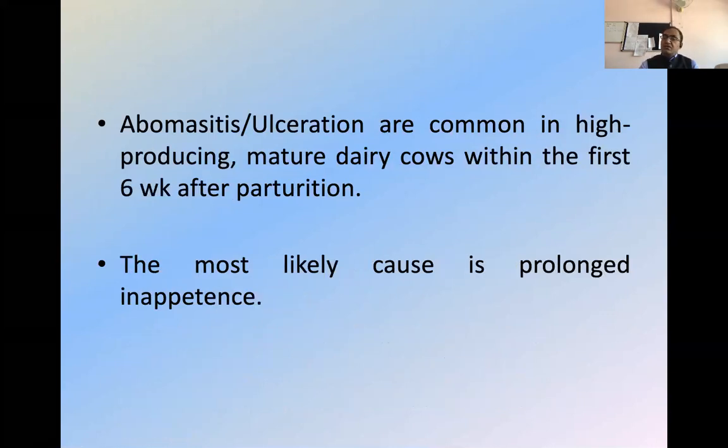So abomasitis or ulceration are also common in high producing cattle. You know, most of the cattle that are producing 15 liter and 20 liter of milk mostly remain on a high concentrate diet. To increase the milk production, people give more concentrate, and they create an acidic environment.